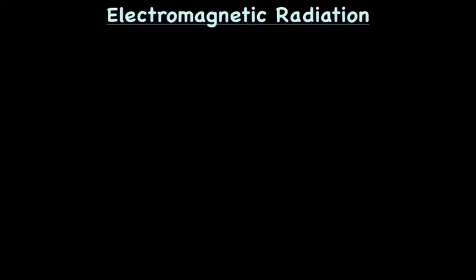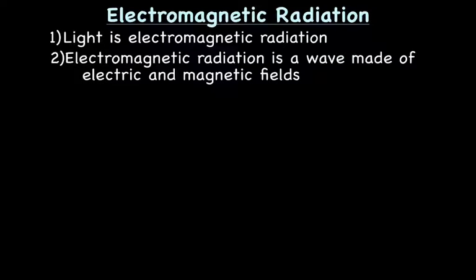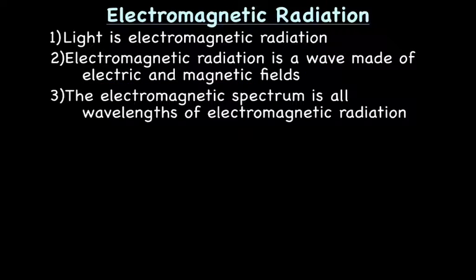All right, on to electromagnetic radiation. Light is a type of electromagnetic radiation. So what in the world is electromagnetic radiation? Well, it's a wave made specifically of electric and magnetic fields, but for us, it's a wave. That's good enough. The electromagnetic spectrum is all wavelengths of electromagnetic radiation.